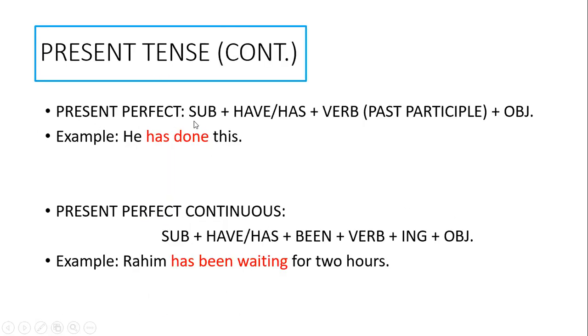Present perfect tense. The structure of the present perfect tense is that after the subject we have have or has in the present tense, and we have the verb in past participle form, and then we have the object. For example, he has done this. Done is the past participle form of the verb do. Next we come to the present perfect continuous tense. In present perfect continuous tense, we have have or has after the subject, and after have or has we have to put been. Been is the past participle form of the verb be, and then we have the main verb with ing form and then the object. For example, Rohim has been waiting for 2 hours.